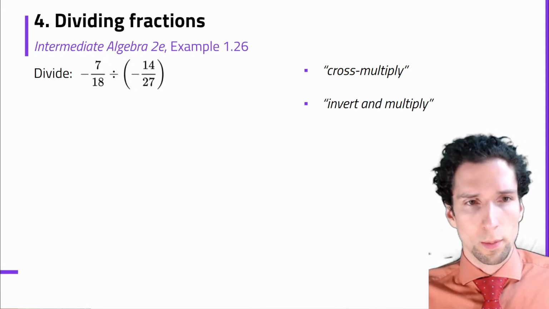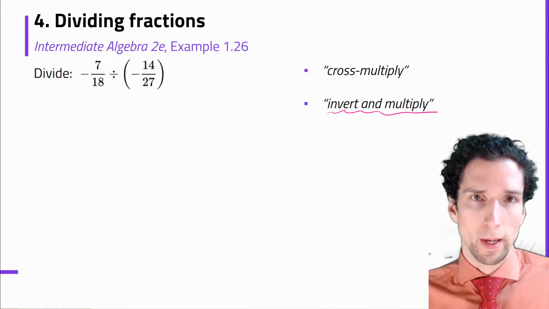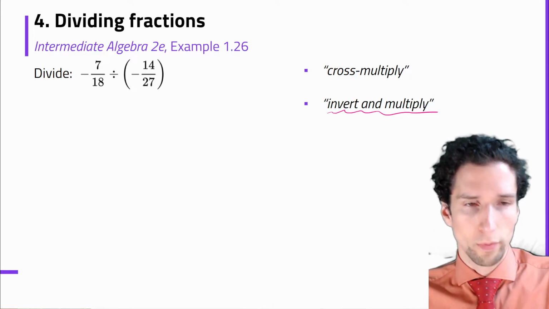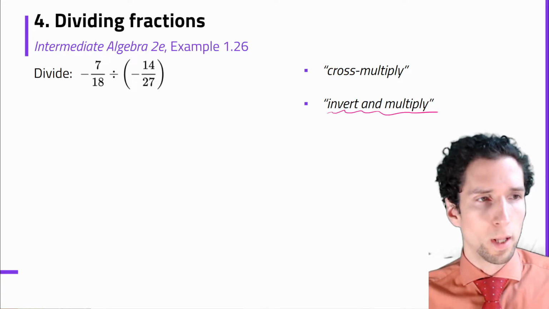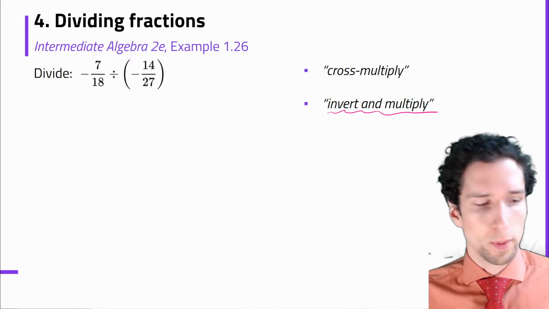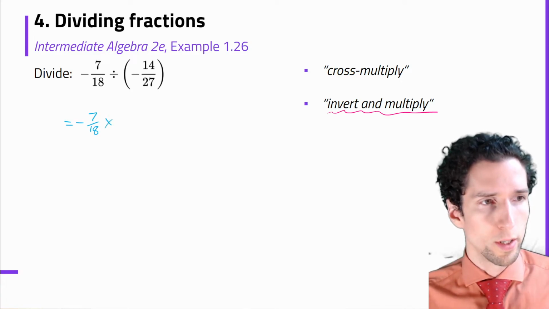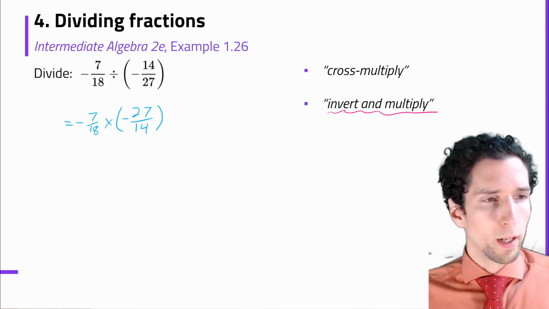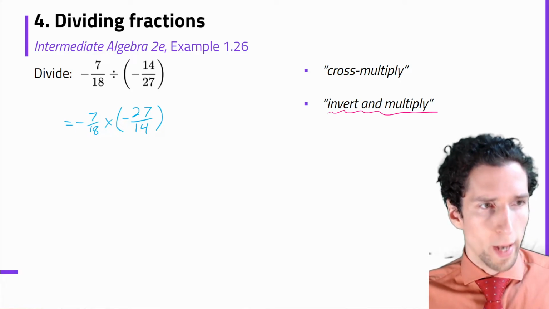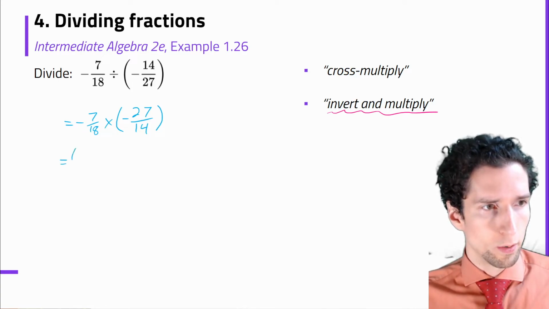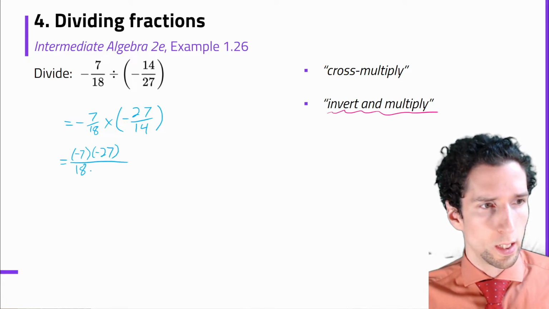Instead of that, I usually like to think about this as invert and multiply. We take the second fraction, flip it over, invert it, and then we multiply, change the division to multiplication. So negative 7 over 18. And if we invert, so change this to multiplying and flip this, we'll change to negative 27 over 14. All right. So now we could just multiply here, of course. So negative 7 times 27 and 18 times 14.